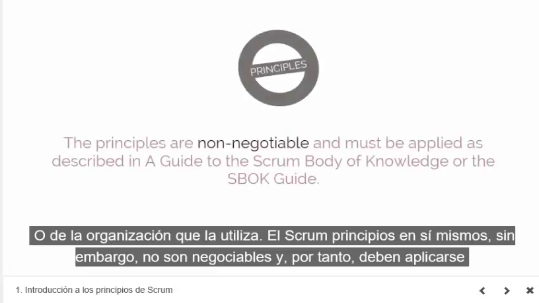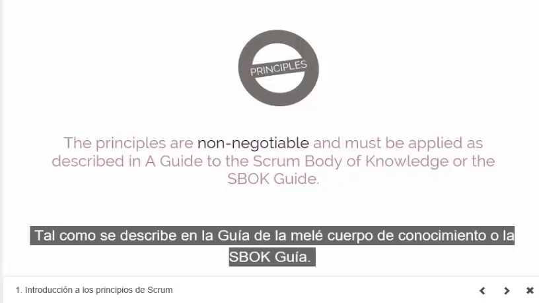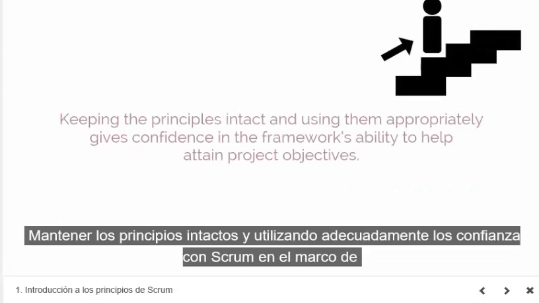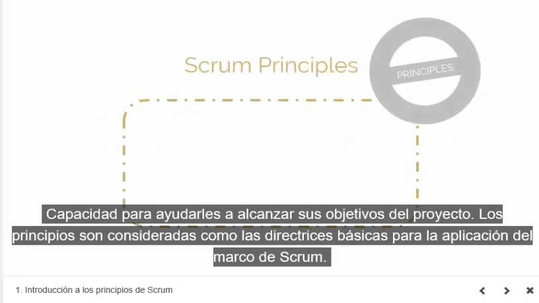The Scrum principles themselves, however, are non-negotiable and must be applied as described in A Guide to the Scrum Body of Knowledge, or the SBOK guide. Keeping the principles intact and using them appropriately gives those using Scrum confidence in the framework's ability to help them attain their project's objectives. The principles are considered the core guidelines for applying the Scrum framework.